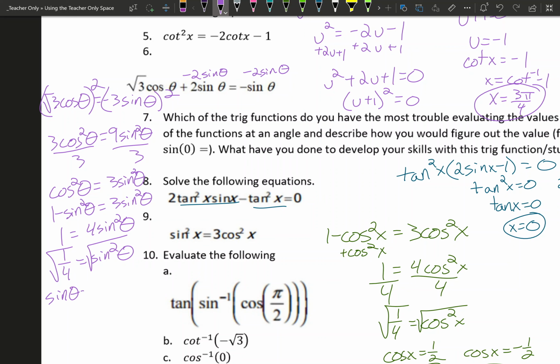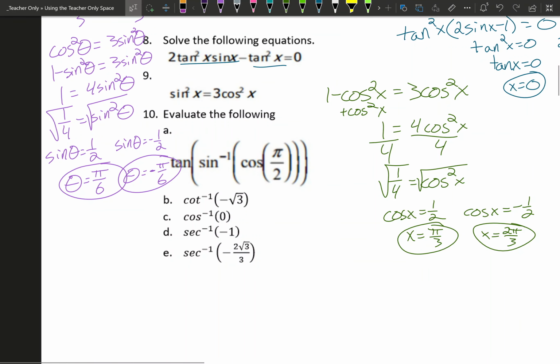So we're looking for when sine of theta is equal to a positive 1/2, and also sine of theta is equal to negative 1/2. So we've got pi over 6 and negative pi over 6. That is all the equations. Let's just quickly go through our inverse trig to finish this video out.